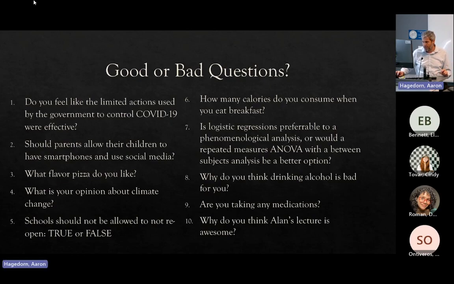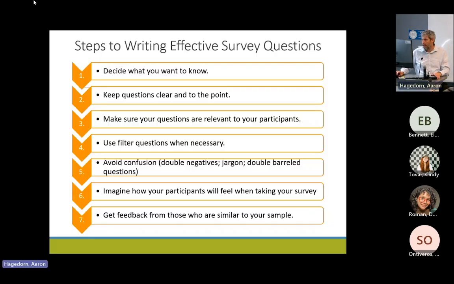Next one, why do you think drinking alcohol is bad for you? This is a leading question unto itself, right? Because you would want to ask them, do you think alcohol is bad or good for your health? Are you taking any medications? Depends on how you're answering it, but yes and no is okay. So that's the idea of that.